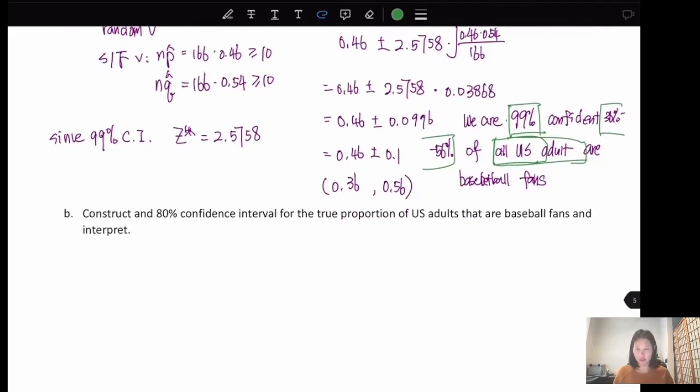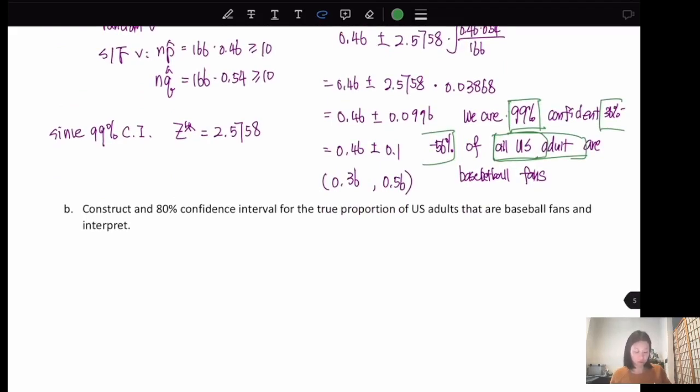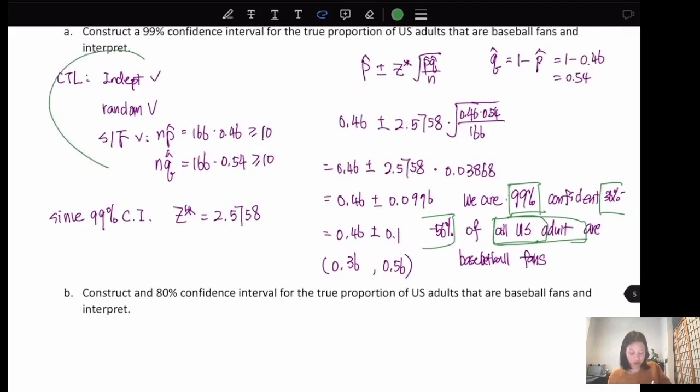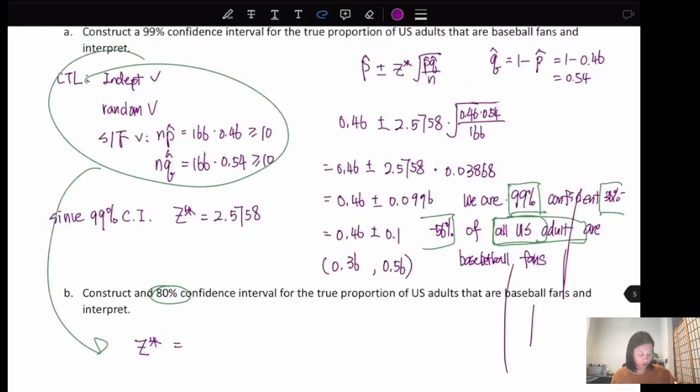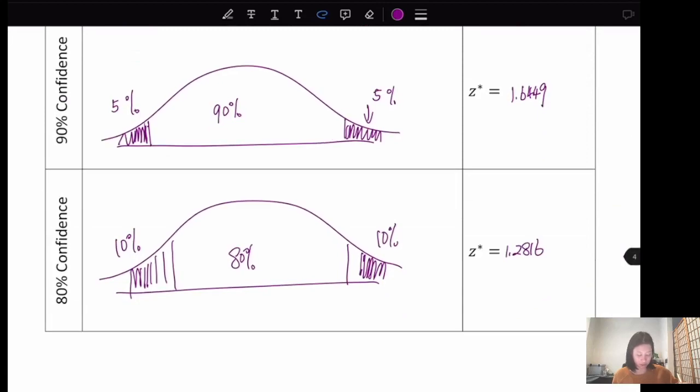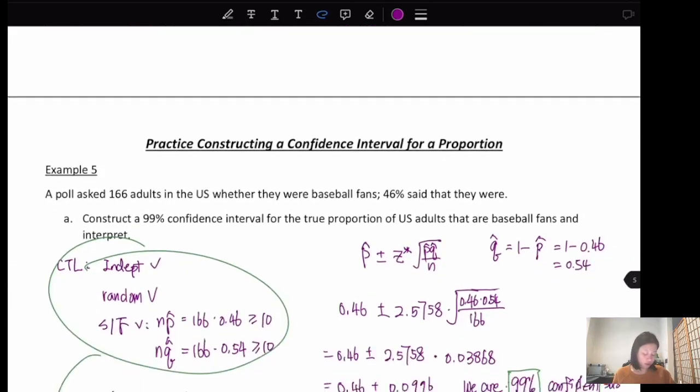Okay, what about constructing an 80% confidence interval? Since we already checked the central limit theorem, we can just apply it here. Since it's an 80% confidence interval, we need to look up the z-score for 80% confidence from our previous exercise, which is 1.2816.